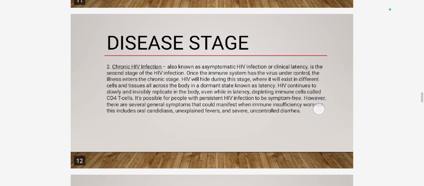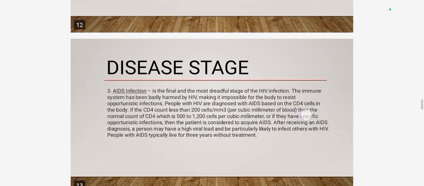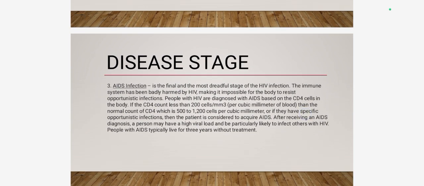Then after the chronic HIV infection, the virus will advance to AIDS. It is the final and the most dreadful stage of the HIV infection. The immune system has been badly harmed by the HIV during this time, making the body unable to resist opportunistic infections. People with HIV are diagnosed with AIDS based on the CD4 cells in the body.